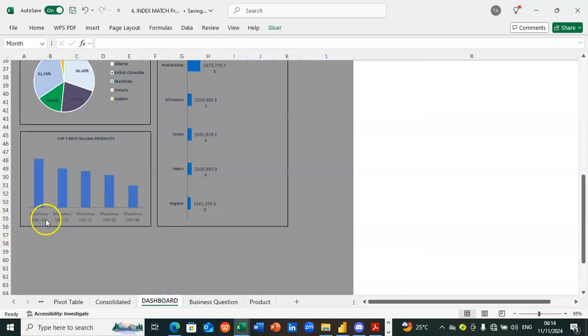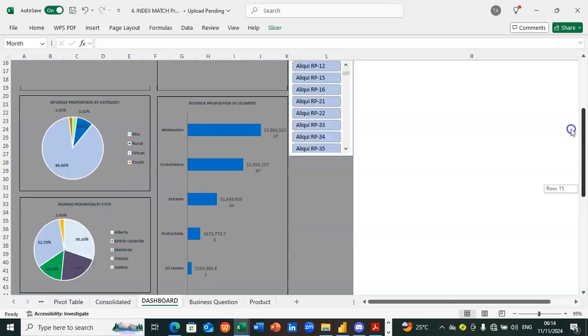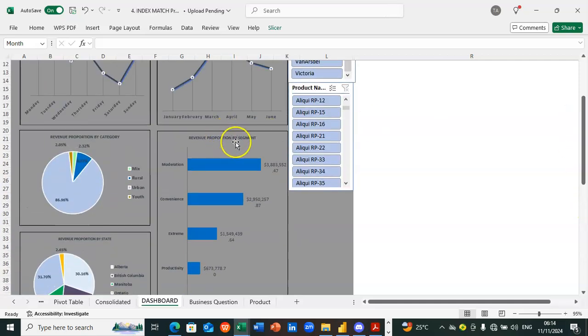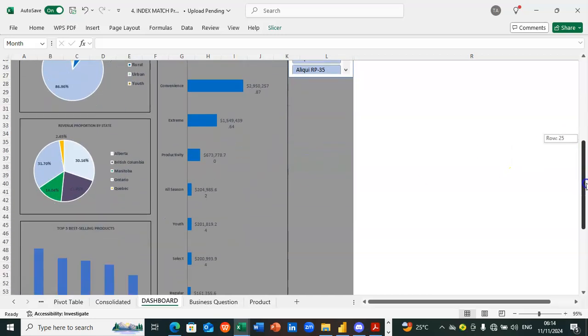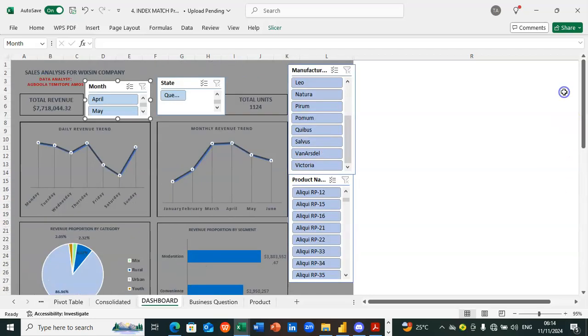Yes, you can see the first one, UM43, the second one, UM11, UM12. So you see the top 5. Then we see the revenue proportion by segment. You can see from the moderation that the leases is regular.